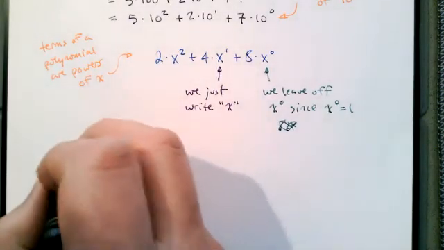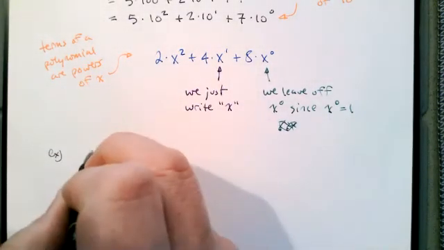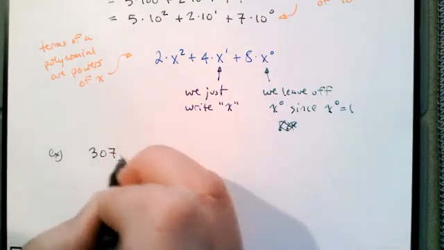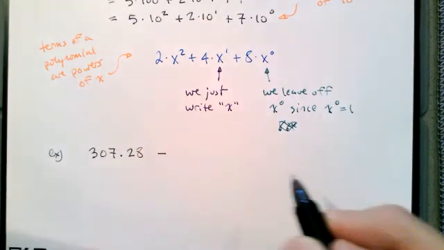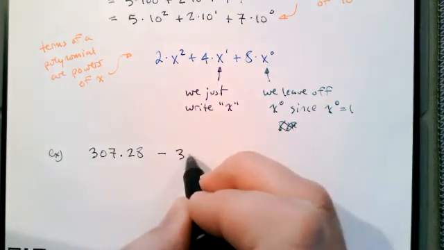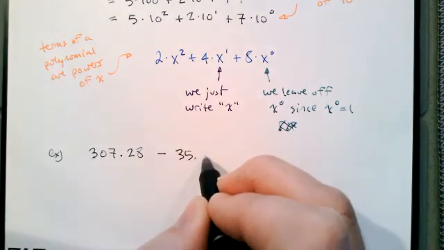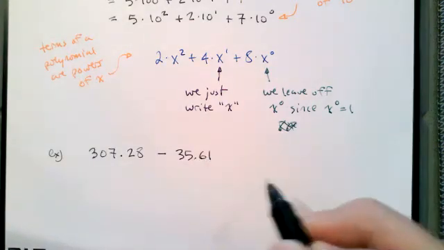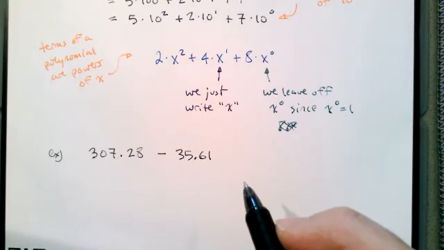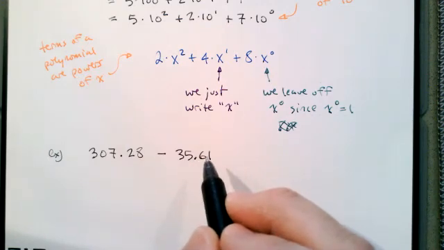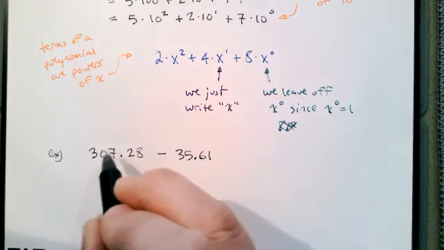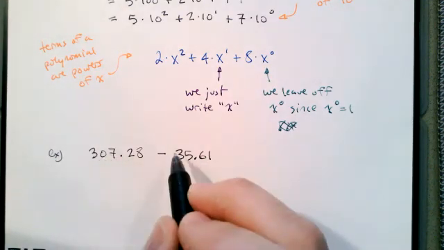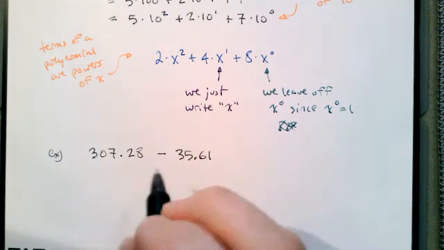So if we have, for example, our bank statement says $307.28, and we just spent $35.61. We can just start subtracting in pieces. 300 minus no hundreds, but the 35 is going to make us less. So 307 minus 35. So let's subtract the 30.